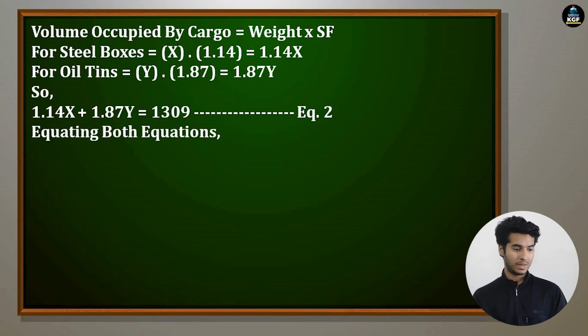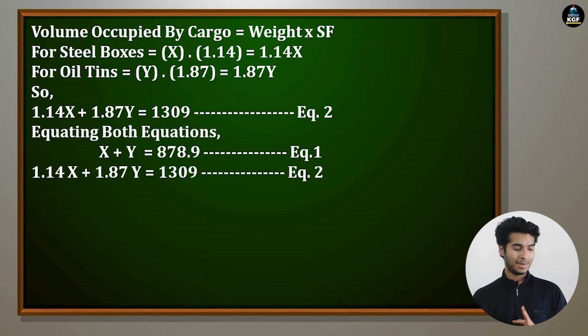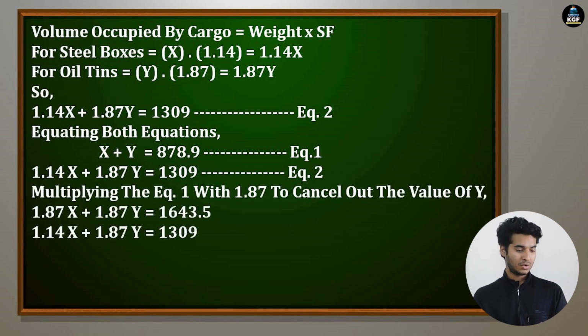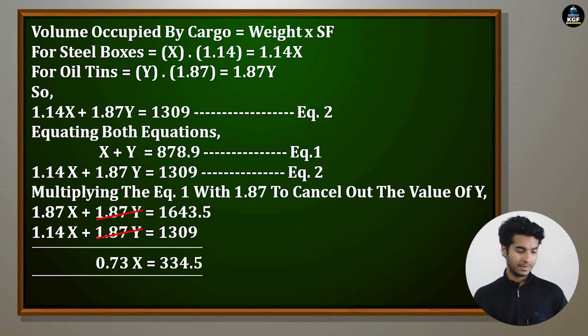So we will equate both the equations. So x plus y will be 878.9 and 1.14x plus 1.87y is equal to 1309, equation 2. So multiplying equation 1 with 1.87 to cancel out the value of y. So in this case the equation will look like this. So 1.87y will be cancelled out by 1.87y. Finally we have the values of x and some values after the equals to, that is on the right side. So once you subtract 1.14x from 1.87x, it is equal to 0.73x, which is equal to 334.5.